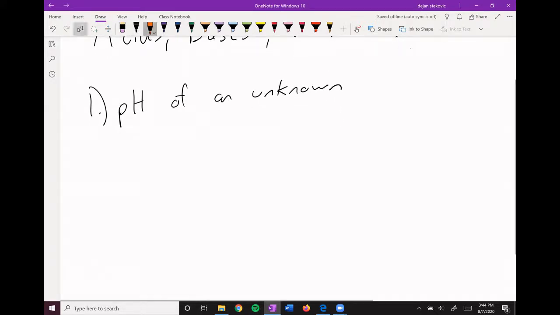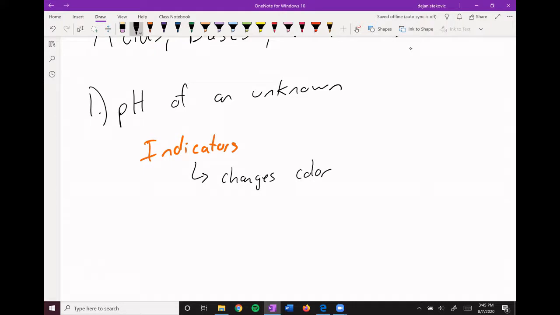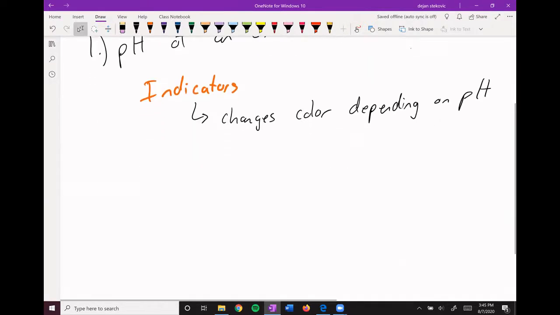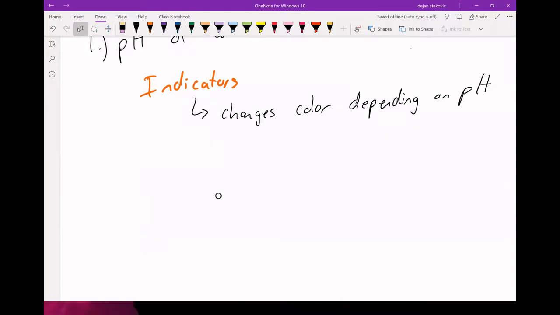And so we're going to do this using indicators. An indicator is simply something that changes colors depending on pH, at least the indicators we're using. You can use indicators for other stuff, but we're talking about pH here. So we've got some kind of unknown and we want to find its pH using indicators.